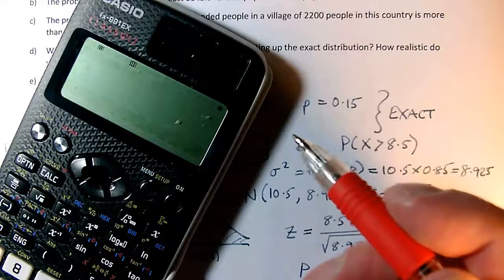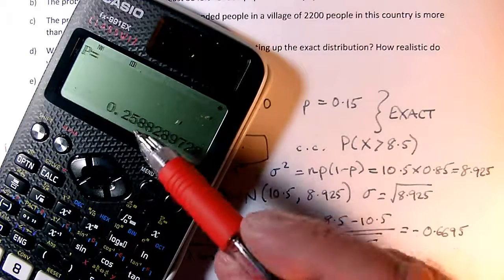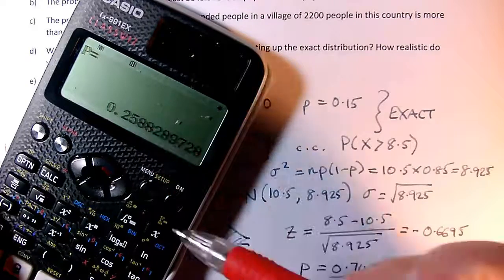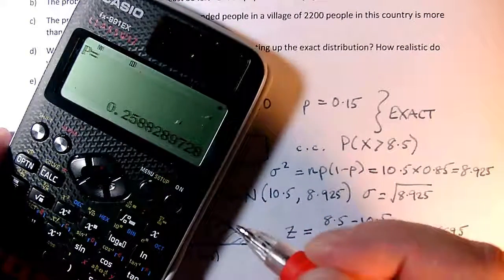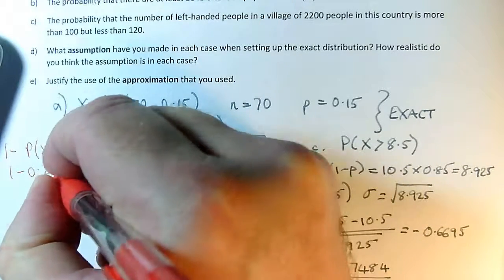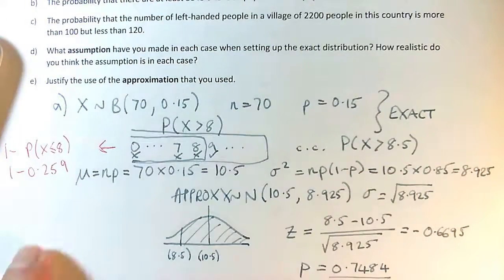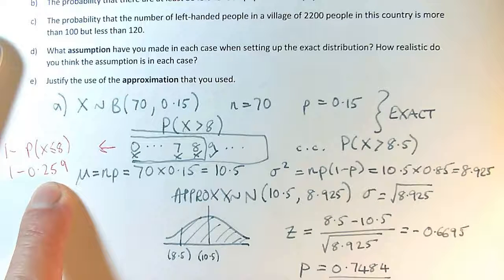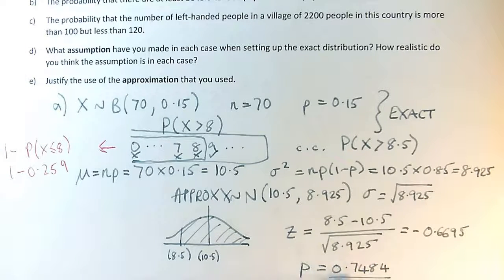And it's giving me this probability here. So if I do take away that value, 1 minus 0.259, then we get 0.741, I think, instead of 0.748. So it is an approximate answer, but it's a pretty good approximation. They're both extremely close to 0.75.